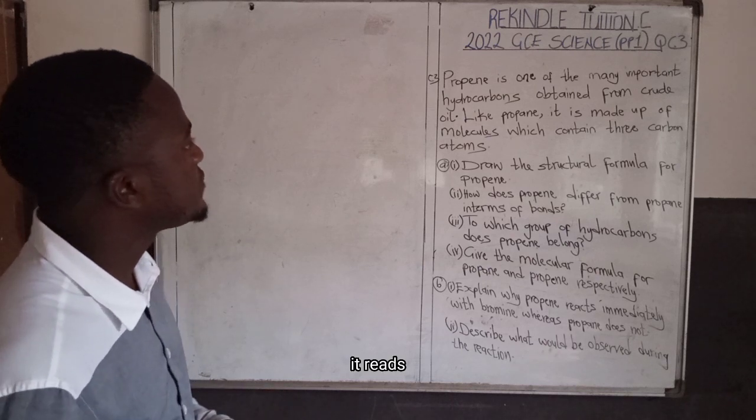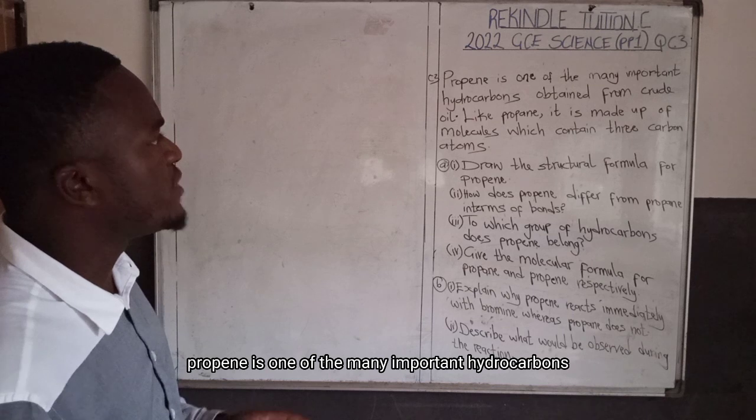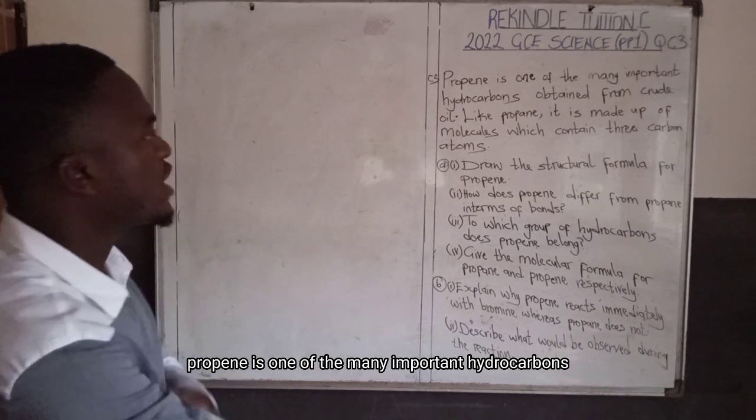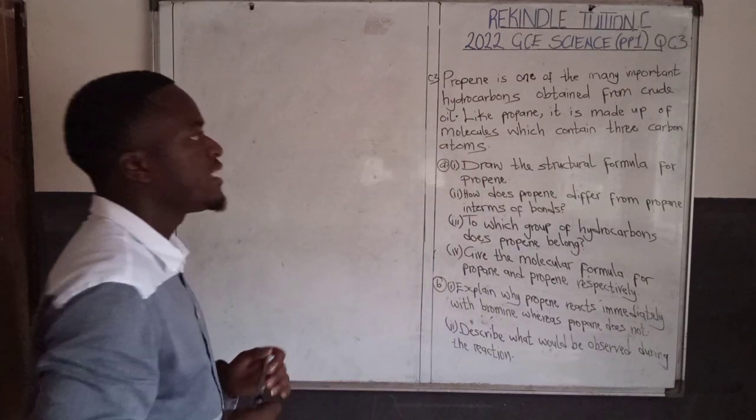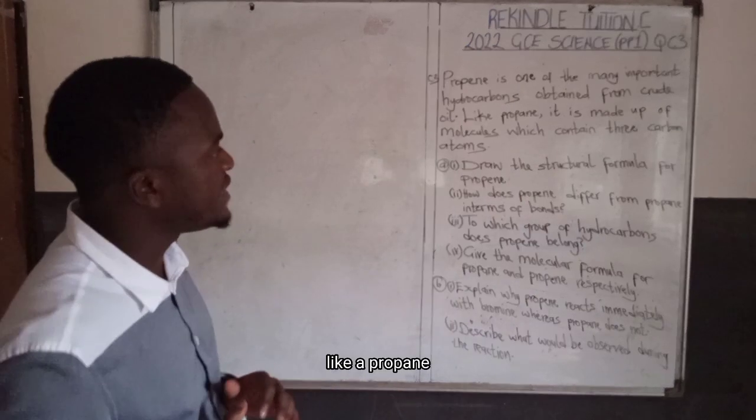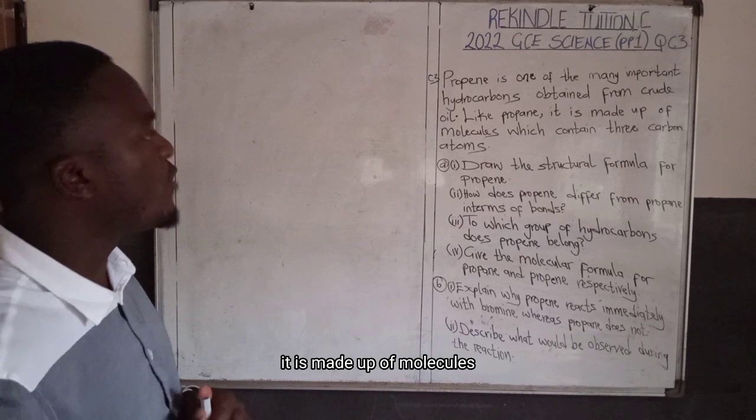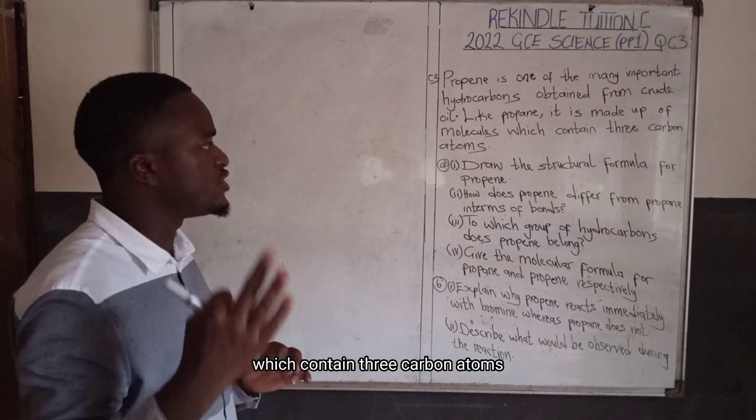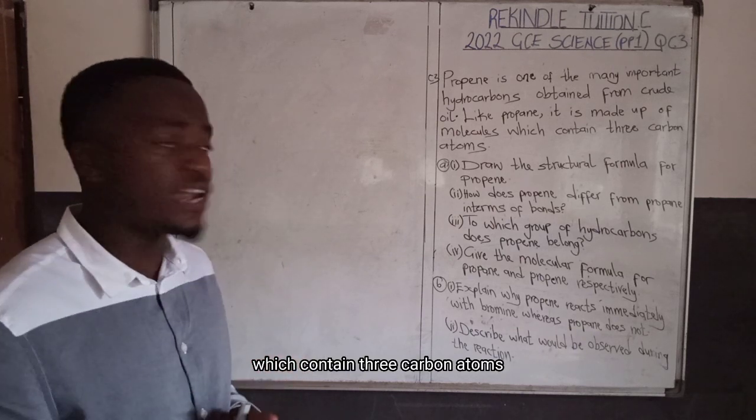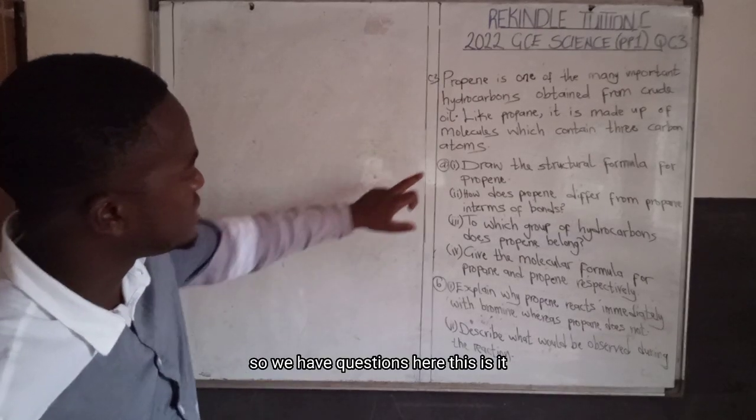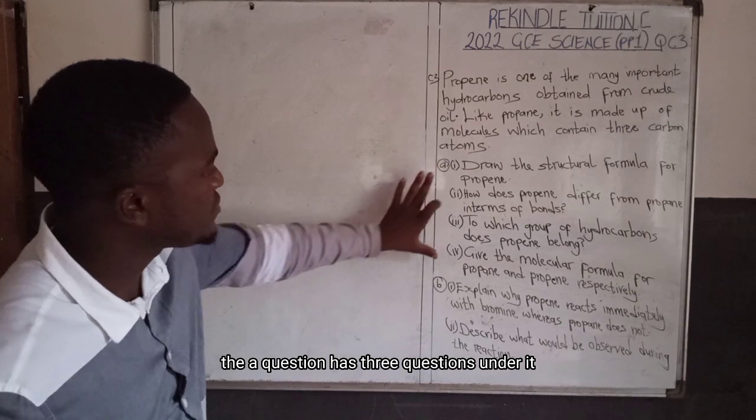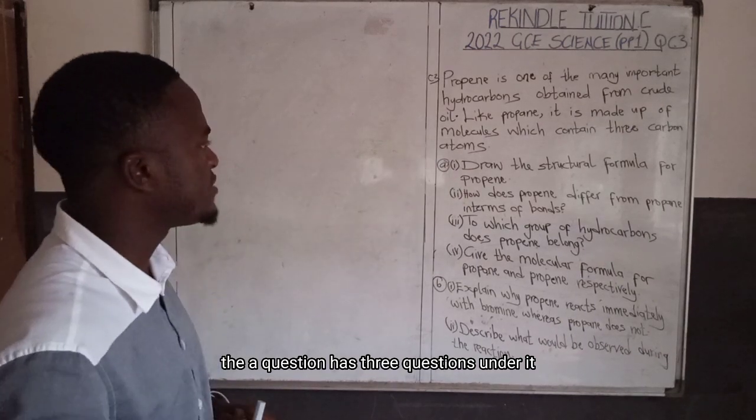Okay, it reads, propene is one of the many important hydrocarbons obtained from crude oil. Like propane, it is made up of molecules which contain 3 carbon atoms. So we have questions here. This is A. The A question has 3 questions under it.